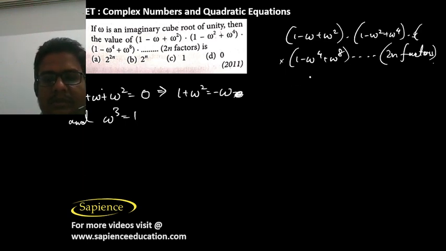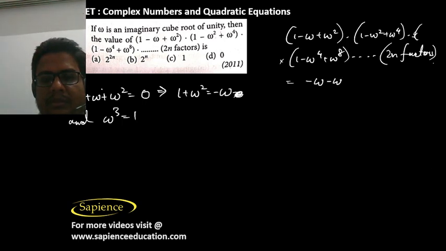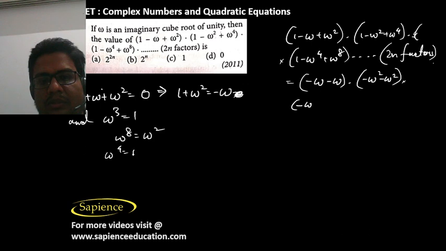So this product can be written as minus omega into this, 1 plus omega power 4, this is 1 plus omega. So 1 plus omega is minus omega square. So this is minus omega square into 1 plus omega power 8, which means omega square. So 1 plus omega square is minus omega. Omega power 8 is omega square, and omega power 4 is omega. So this is minus omega.